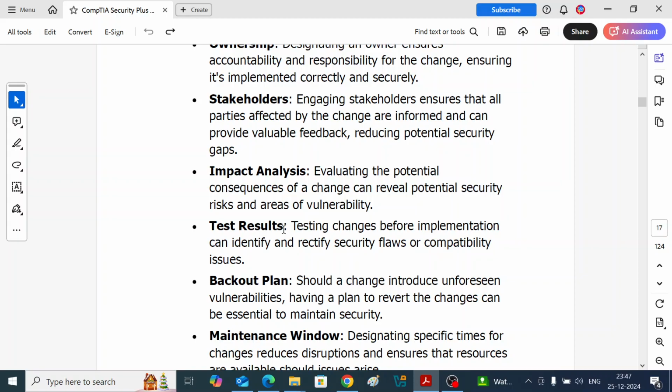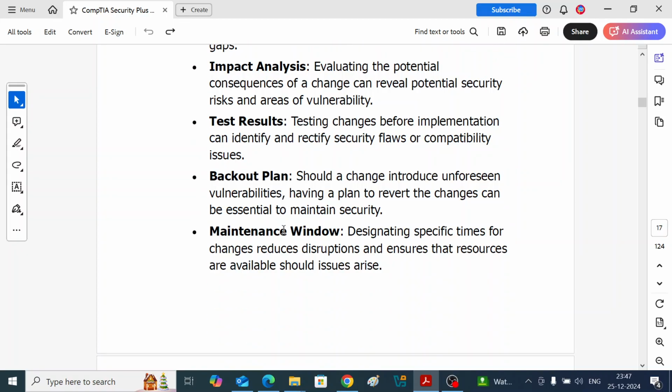So that impact analysis needs to be studied in detail, so that we are not caught in a situation wherein it becomes a breeding ground for the threat actors. So impact analysis is very, very important.